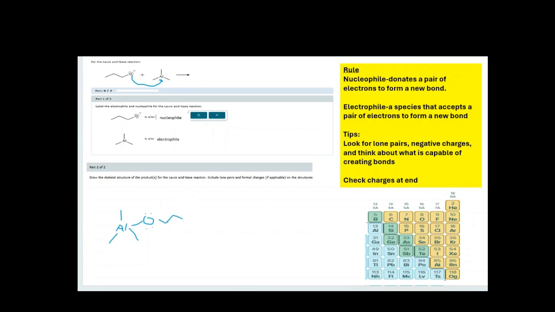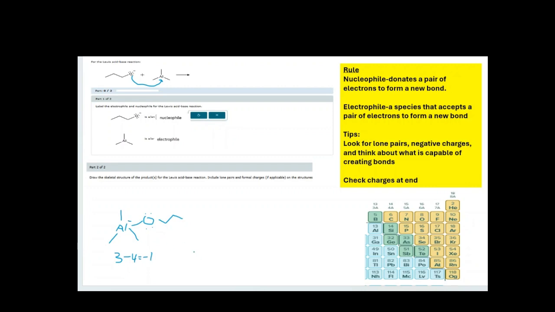And the last thing that we're going to do is check charges. So aluminum is in group 3A. So from my previous videos, we start with 3. And then we're going to subtract the bonds or electrons that we see around it, which we only see 4 bonds. So 1, 2, 3, 4. So it's going to be 3 minus 4, and that equals -1. So we're going to put a negative charge right here on aluminum.